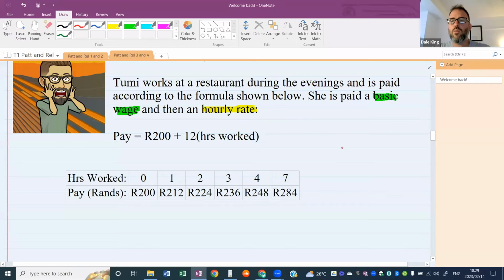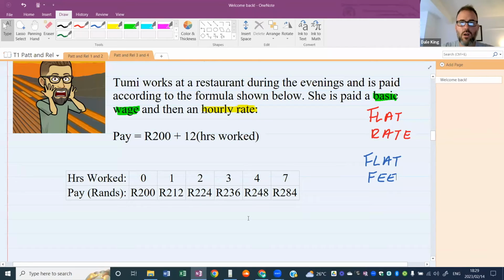All right, now the words that they use here are basic wage. They can also use the words a flat rate. We can also have a flat fee, or constant rate or constant fee. So those words are often used to describe this basic wage that I'm talking about here. So all we're doing is taking that basic wage and adding on our hours worked calculation. All right, so these are the values, these are the answers.